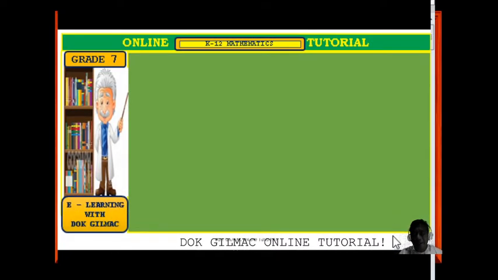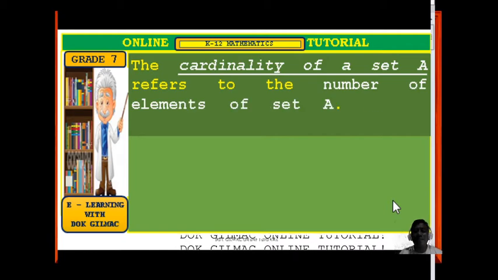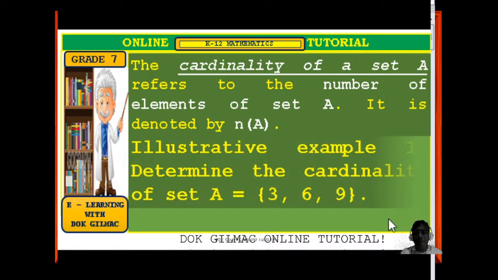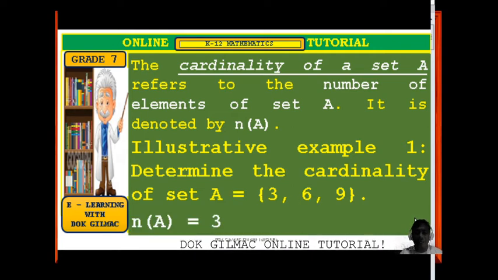Now, let's define what is the cardinality of set A. The cardinality of a set A refers to the number of elements of set A. It is denoted by n of A. Simply the number of elements of A. So let's have an example. Determine the cardinality of set A. How many elements of set A do you see here? Alright, there are 3 elements. So therefore, n of A is just equal to 3. Okay?